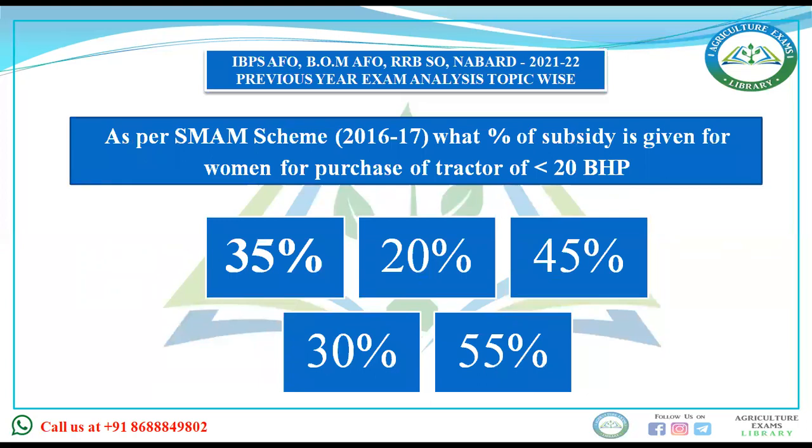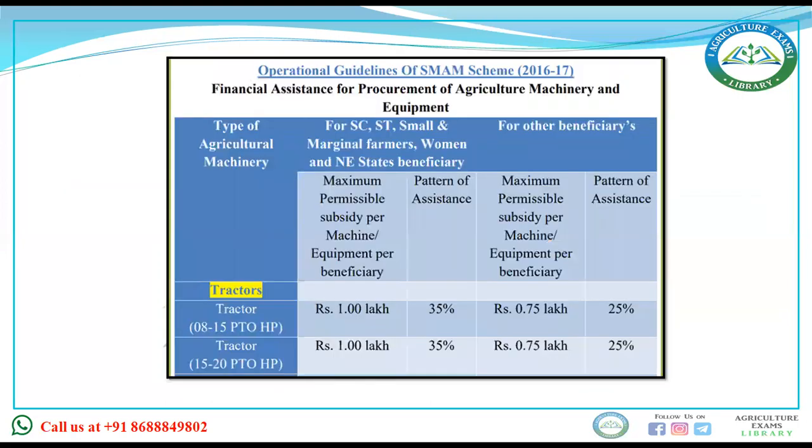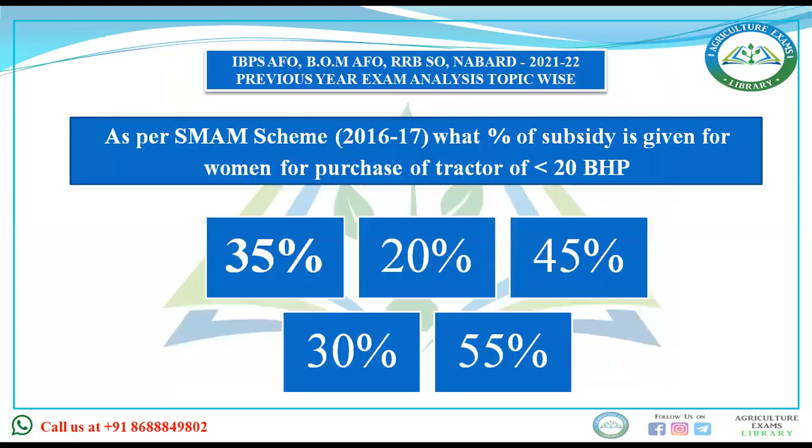Next, as per the SMAM scheme 2016-17, according to the report of 2016-17, what percent of subsidy is given to women for the purchase of a tractor of less than 20 BHP, that means brake horsepower? What percentage will be given to a woman for purchasing a tractor? If you see, according to the operational guidelines, for SC, ST, small and marginal farmers, and also for women and beneficiaries of any state, the percentage will be 35%. For equipment or machinery, 35% assistance will be given. That means up to 1 lakh rupees for a tractor of 8 to 20 PTO HP. And for other beneficiaries, it is 25% only. So the answer here is 35%.